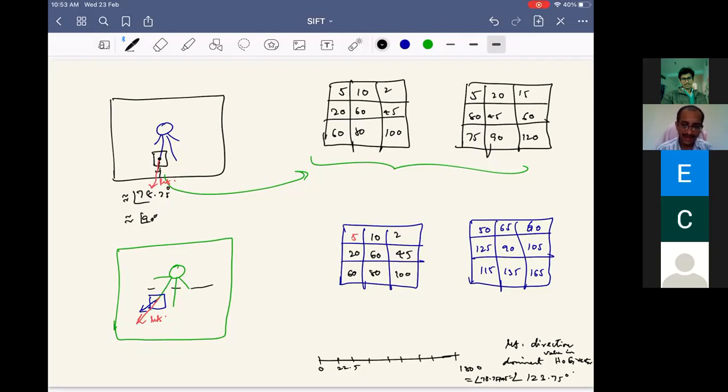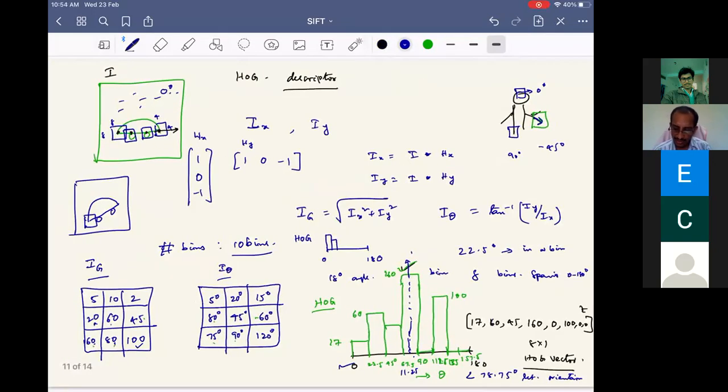So in the first case also, from the HOG vector, which is like this, since the dominant angle is 78.75 and so on, we subtract 78.75 degrees from all these angles. So 0 will be represented as 0 minus 78.75. Similarly, 45 degrees will be represented as 45 minus 78.75 degrees and so on. So with respect to this reference angle, we represent the HOG vector here.